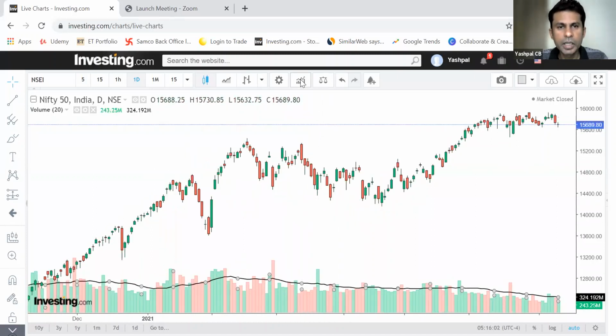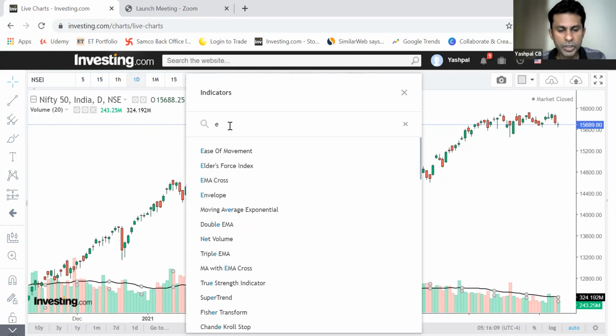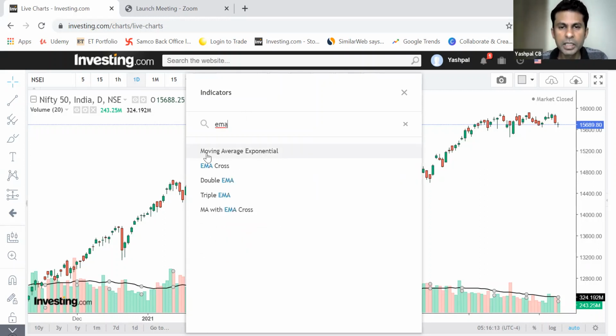Now we are going to add one more important indicator called exponential moving average. Just type EMA and you will get moving average exponential. There are two types of moving averages available: simple moving average and exponential moving average. We will always use exponential moving average. Why? Because exponential moving average gives more weightage to the previous close.